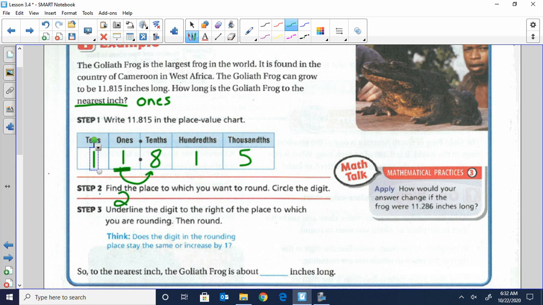Everything in front stays the same, so we have the 1 out in front in the tens place. And we're not going to have a decimal place at all in this because there will be no numbers behind the ones place. So our answer is just going to be about 12 inches. So we're rounding to the whole number. That means there will be only whole numbers, no decimals.